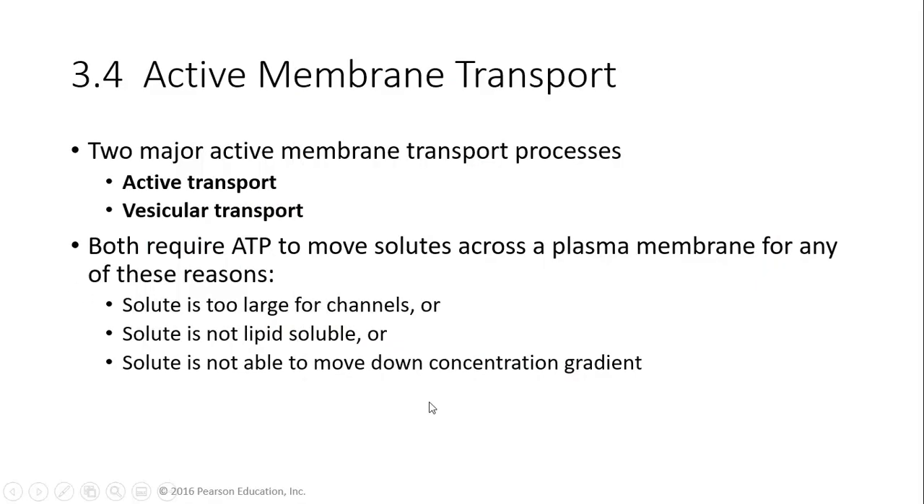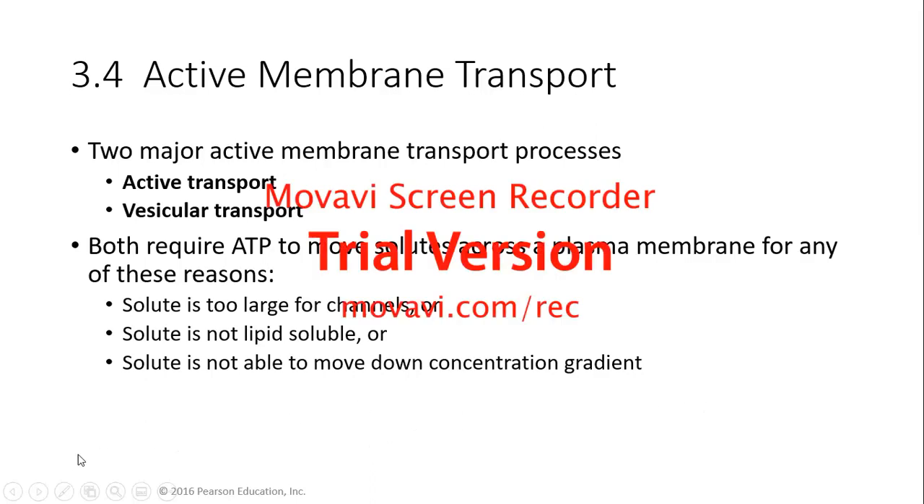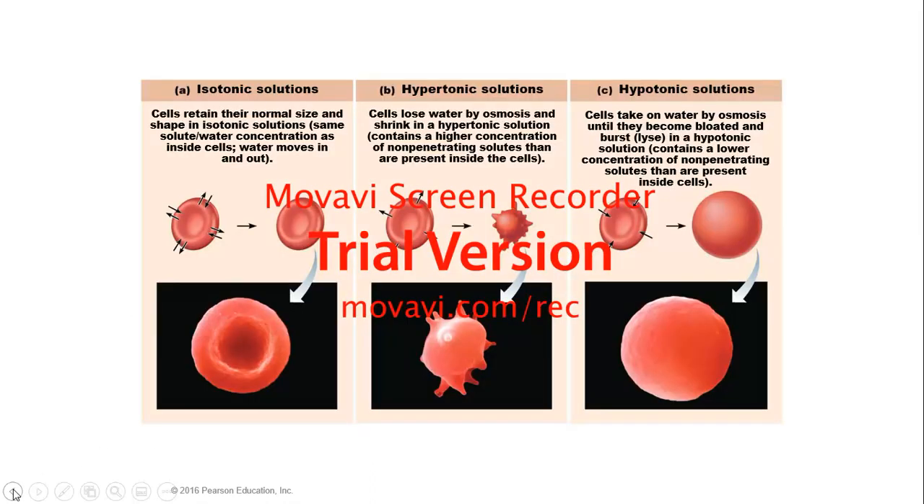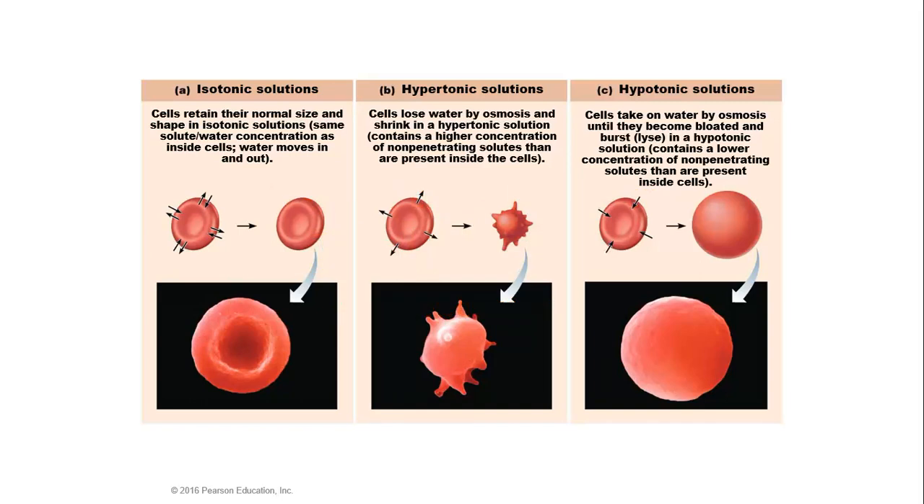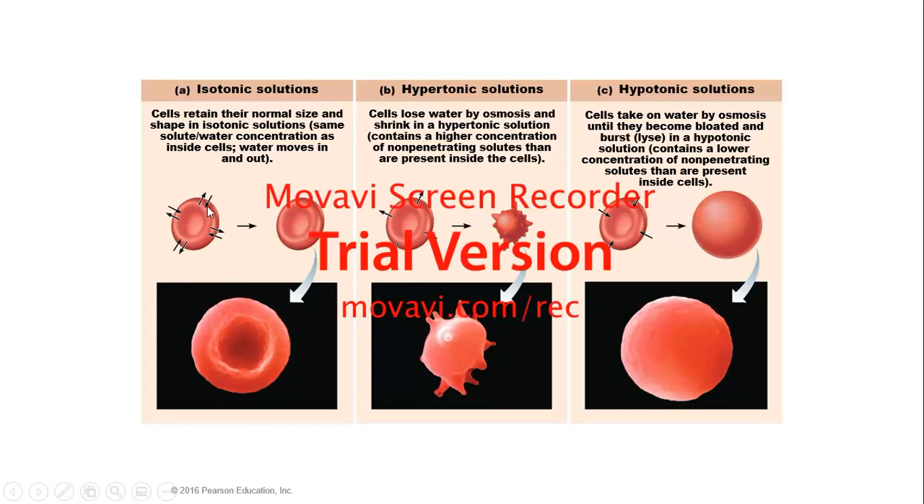All right, I'm sorry, I didn't mean to skip that slide. So let's go back to this illustration. Again, isotonic, iso means same salt. The solution has the same amount of salt as inside of the cell. Therefore, there's no driving force for the water to move. So in an isotonic solution, the red blood cell stays the same.